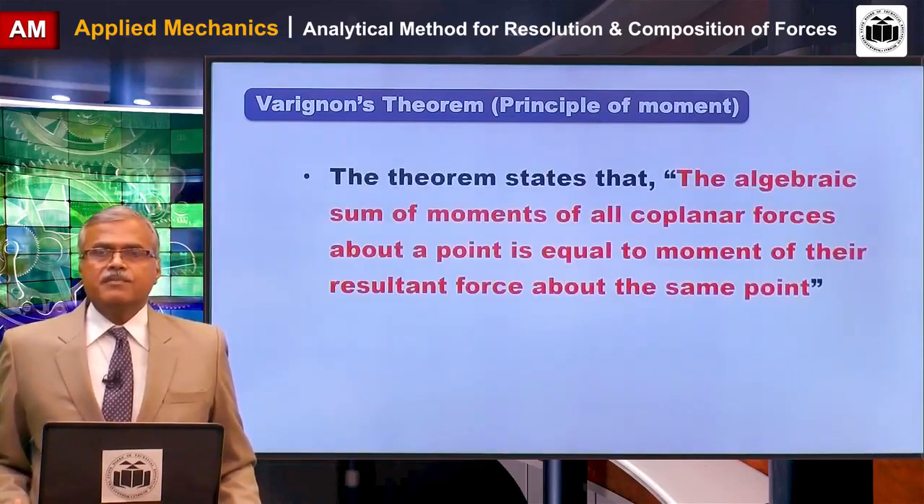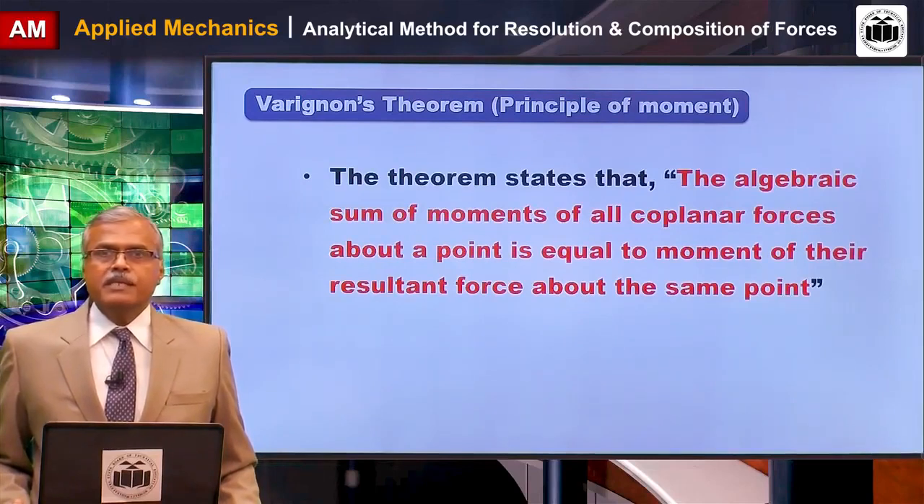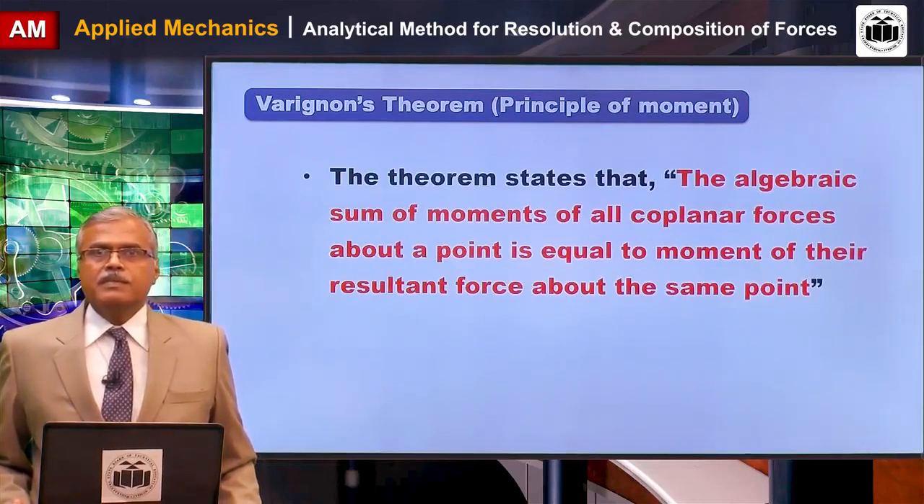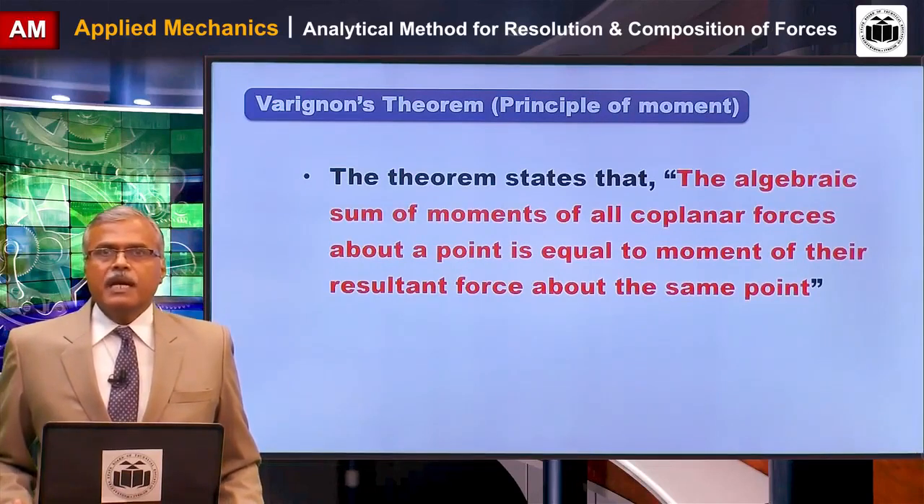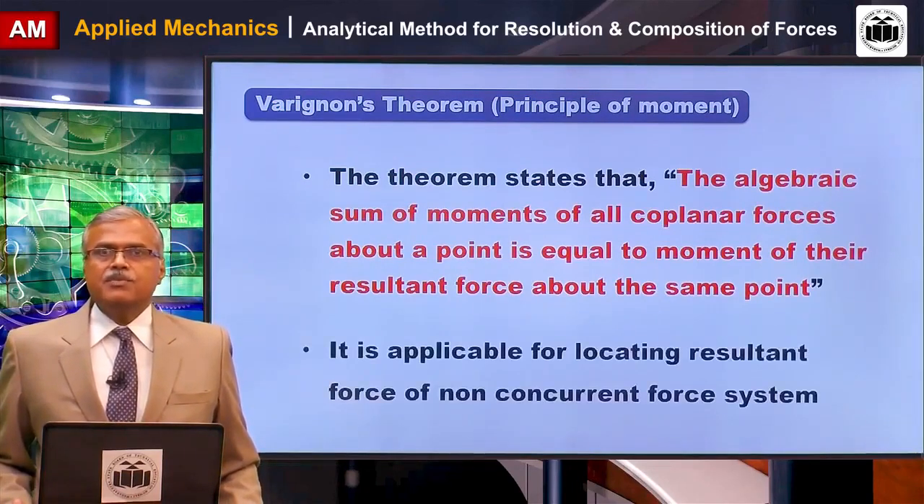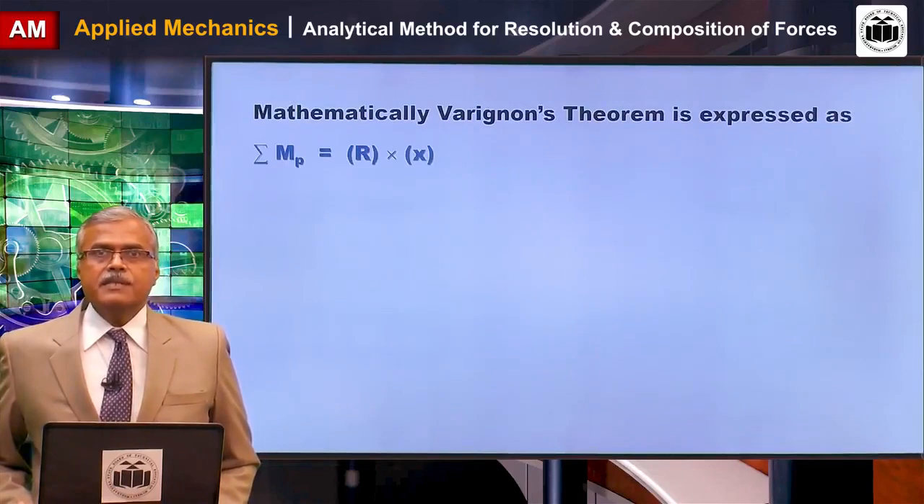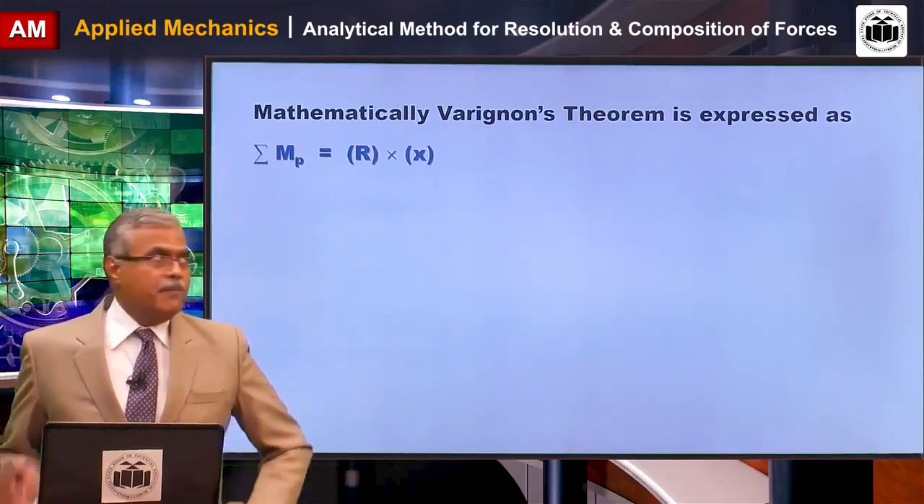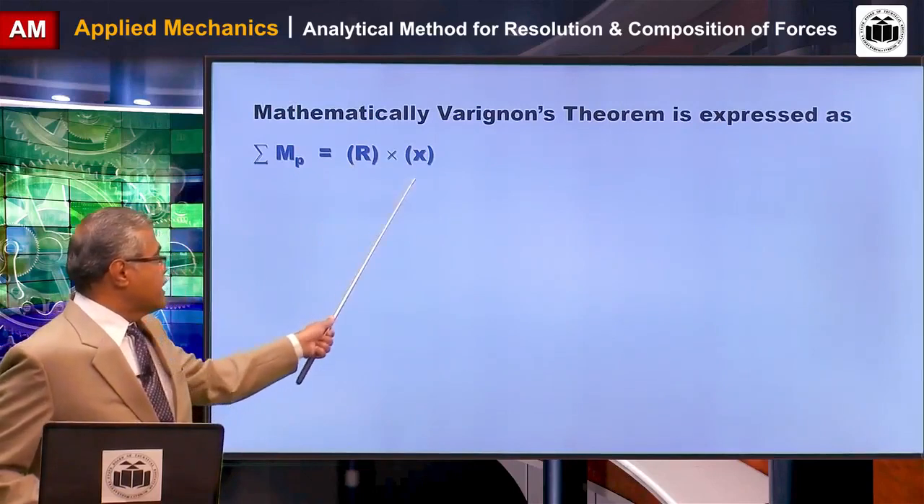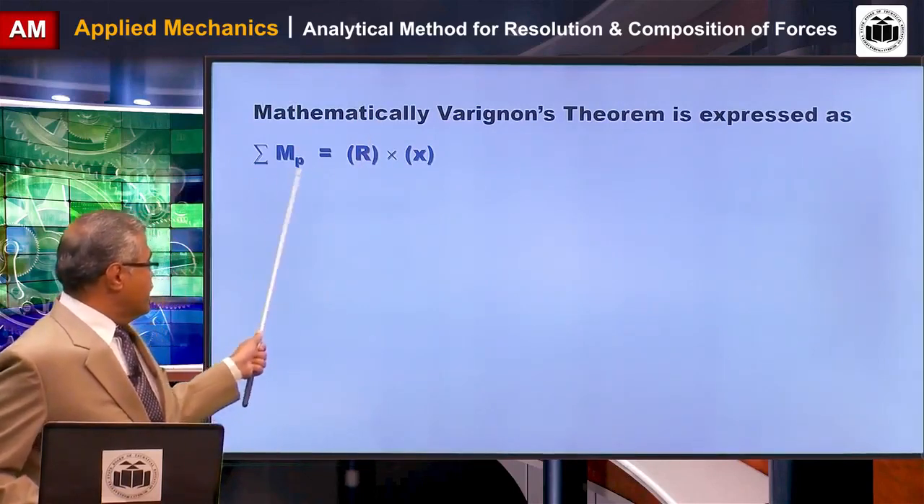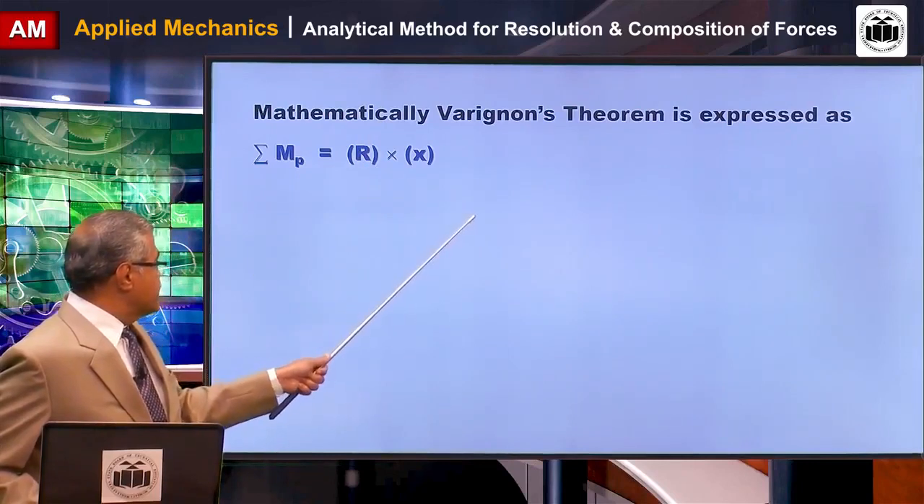Varignon's theorem states that the algebraic sum of moments of all the coplanar forces about a point is equal to the moment of the resultant force about the same point, and this theorem is used for locating the resultant force of a non-concurrent force system. Mathematically, it can be expressed as the equation summation MP is equal to R into X. This summation MP, R and X can be explained with the help of this diagram.